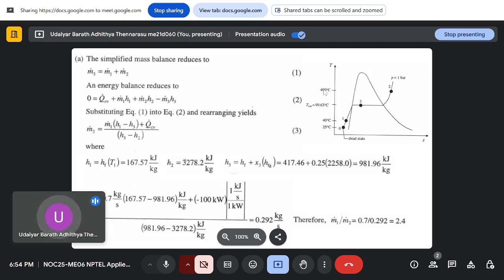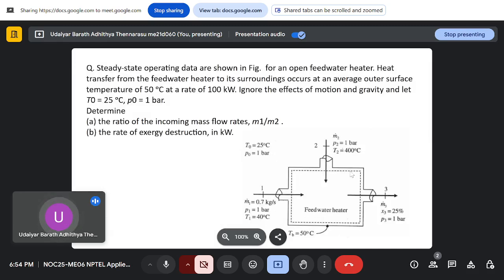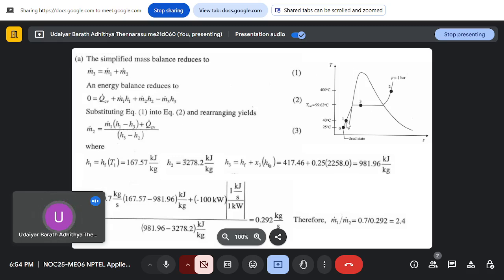So this is how the process looks in a T-s diagram. This is all happening at a constant pressure, so all are at 1 bar. My dead state is at 25 degrees Celsius here, and my inlet water is at state 1, 40 degrees Celsius, and my other inlet is at 400 degrees Celsius, state 2. These two are getting mixed and going out at state 3, which is a two phase condition with 25% dryness fraction.